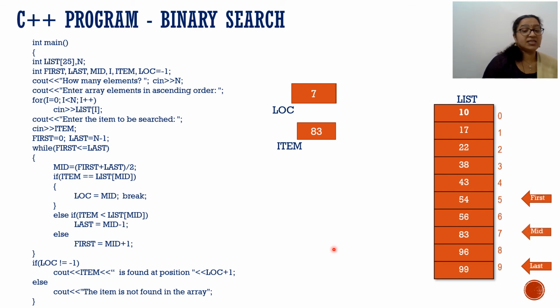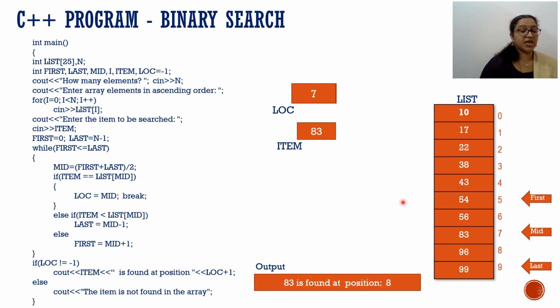So now we can set 7 as the middle one. Now we are checking. Is that middle portion value equal to 83? Yeah, we got the element now. Now we can print the position. The 83 is found at position number 8.